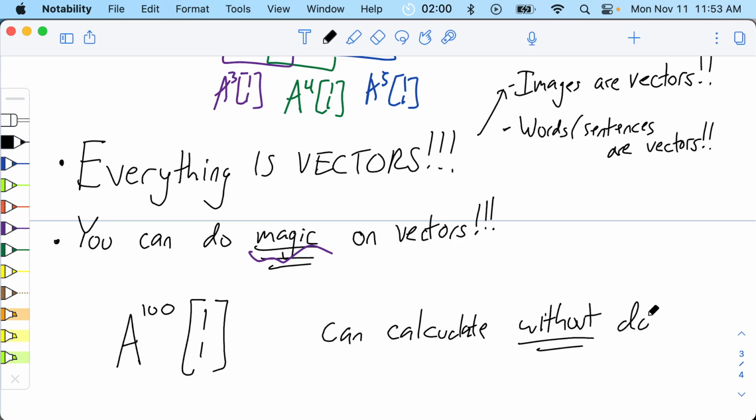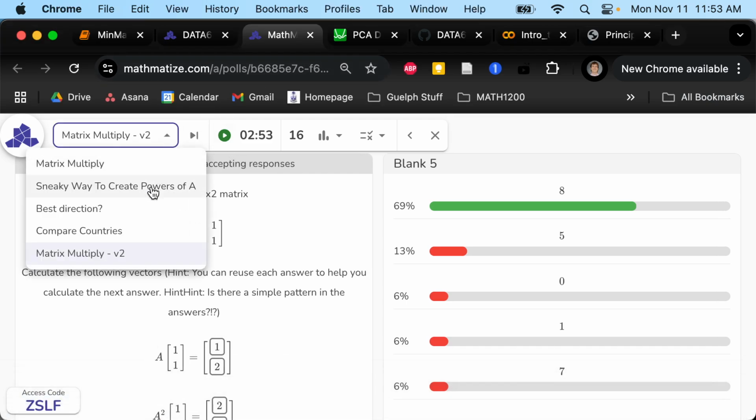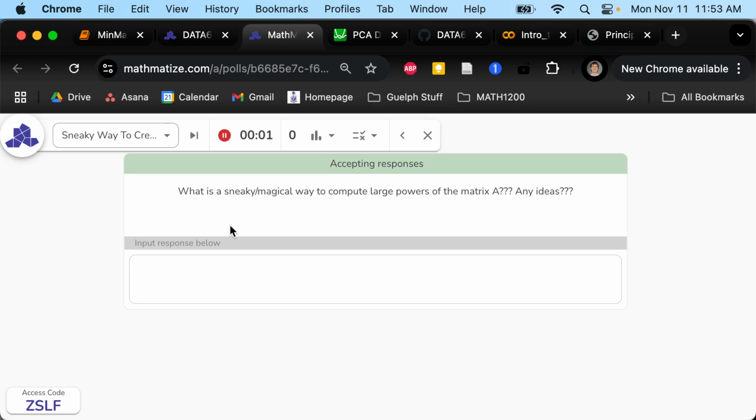You can calculate this without doing 100 units of work. This is like some sort of weird secret magic that lets you do this instantly. And I want to see if you guys know what it is. If somebody says, please calculate A to the power 100, other than doing 100 matrix multiplications, what could you do? What's a sneaky magical way to compute large powers of the matrix A? Put down any ideas you have that might help.